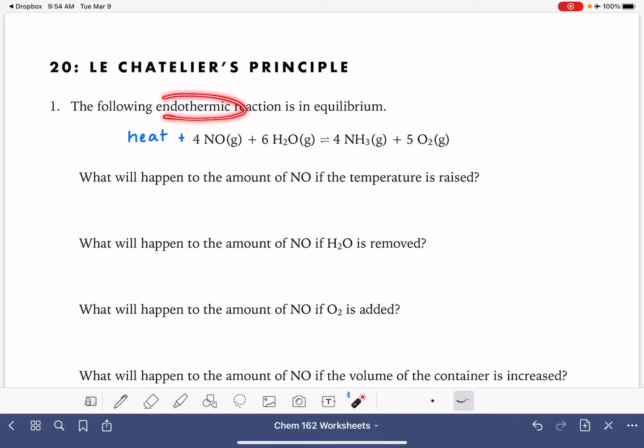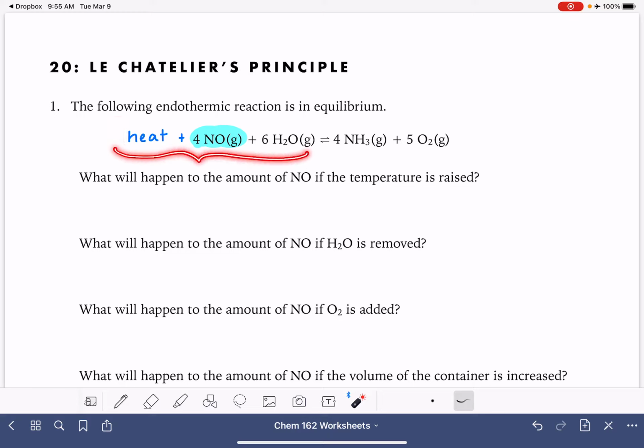If we had an exothermic reaction, it would be really helpful for us to think of heat as being a product of the reaction. So the first question is asking what will happen to the amount of NO, so let me just highlight that. What will happen to the amount of NO if the temperature is raised? So if the temperature is raised, that means we're going to be increasing the heat.